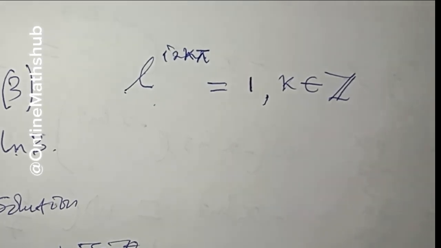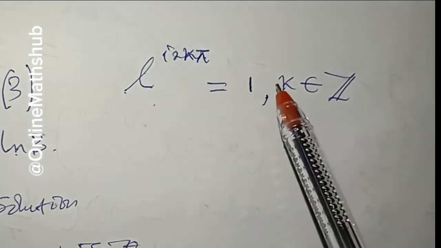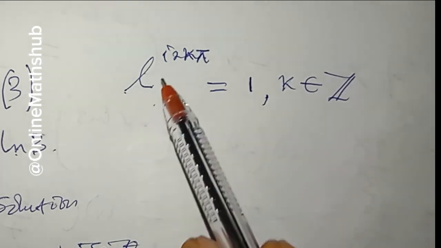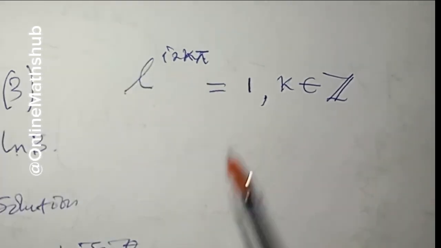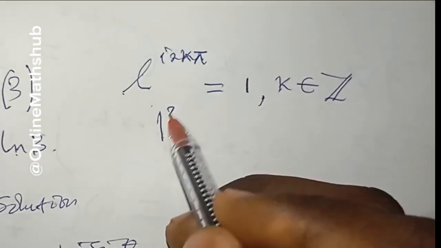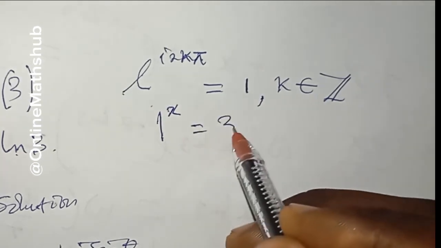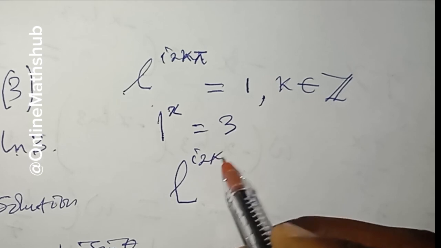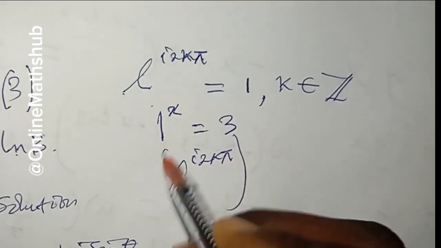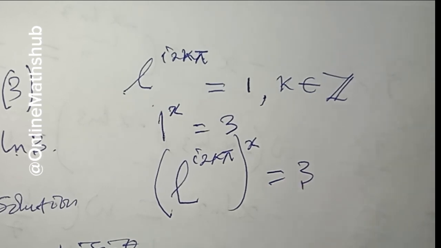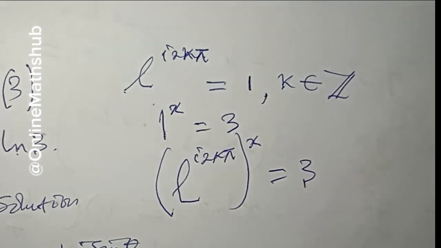So in order for us to solve the problem, we're going to make this substitution, and in place of 1 we're going to write exponential i 2k pi. That tells us that the equation we're now solving, 1 power x equal to 3, now changes to exponential i 2k pi, power x, is equal to 3. We can then proceed to solve from here.